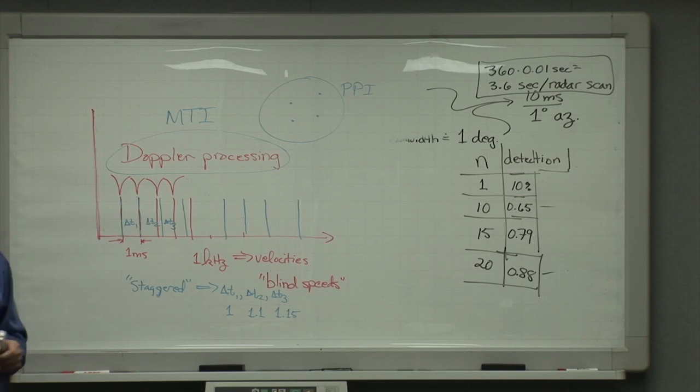Now, Frank, do the maritime radars have the clutter reduction feature in them? Some do. Some maritime radars have some clutter reduction features. The radar designers try all kinds of different things to make their radars work well.